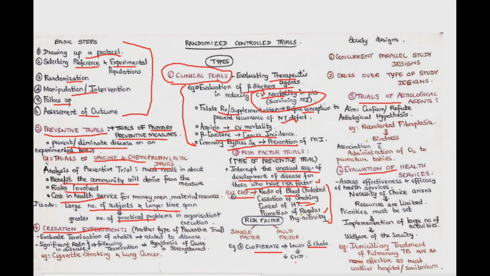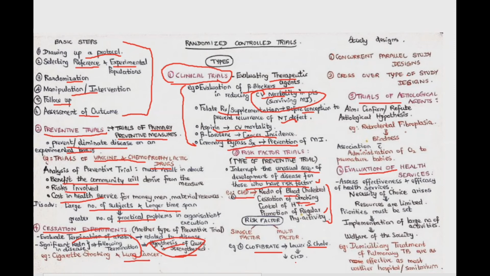Okay, then cessation experiments. This is another type of preventive trial. Here it is to evaluate the termination of a habit. For example, what I said: cigarette smoking and lung cancer. So stoppage of cigarette smoking can prevent lung cancer. So this is a cessation trial, which comes under preventive too. There is a significant reduction of the disease following termination. So it gives a hypothesis that smoking is a risk factor or a cause for lung cancer. This is cessation experiments.